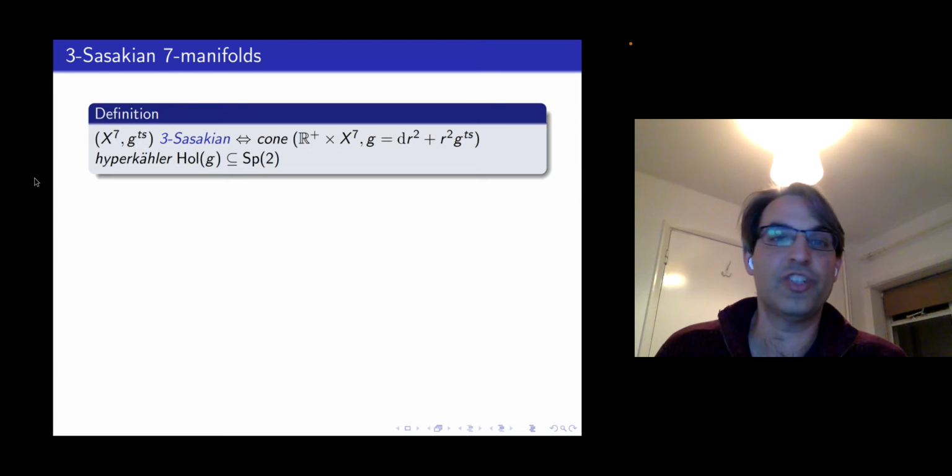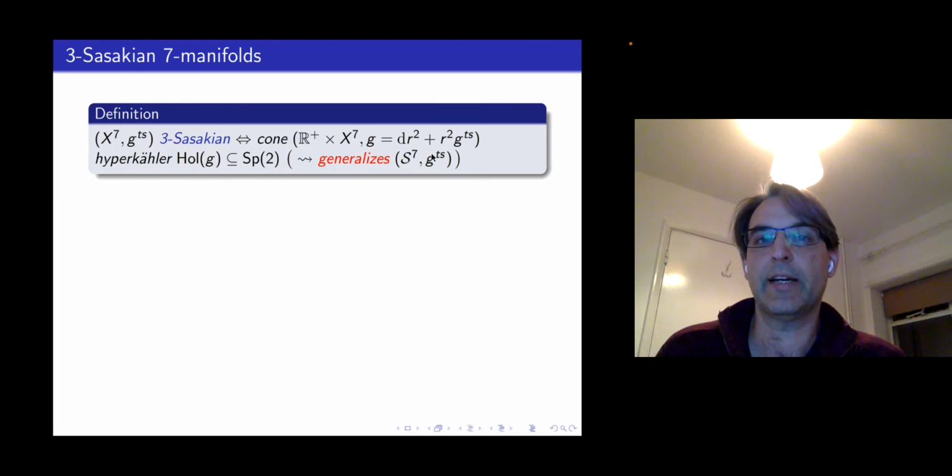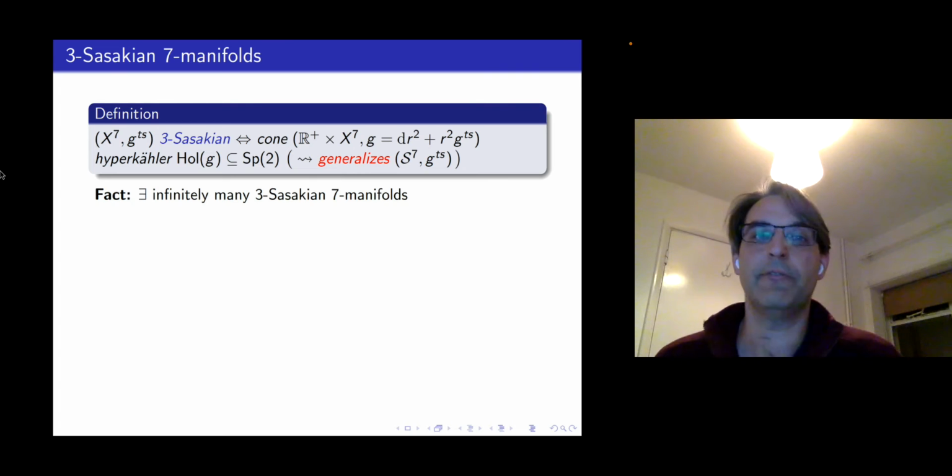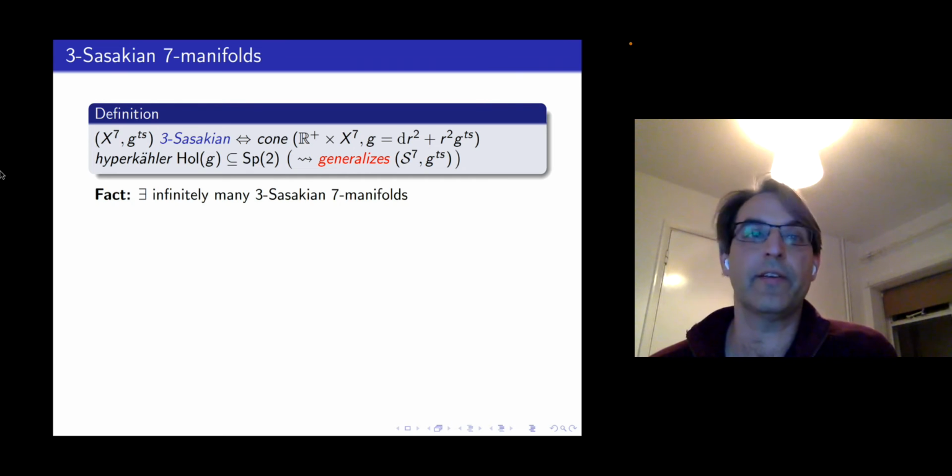And we notice that this just generalizes the case of the 7 sphere, right? Because in that case, the cone is just Euclidean space and its holonomy is trivial, so it's clearly hyperkähler. Now, you may ask, well, that's one case. Are there any other 3 Sasakian 7 manifolds? In fact, there are infinitely many. So that's nice, because that means that we've got lots of places to try to find and build DG2 instantons.